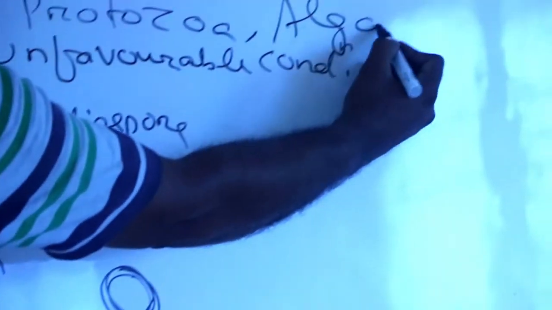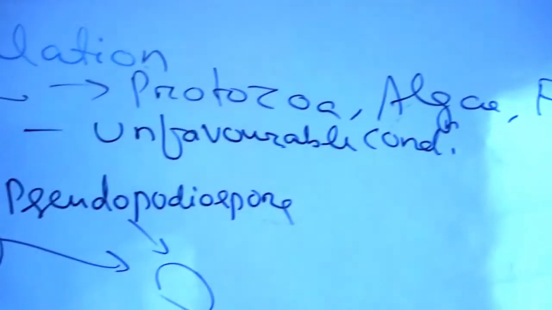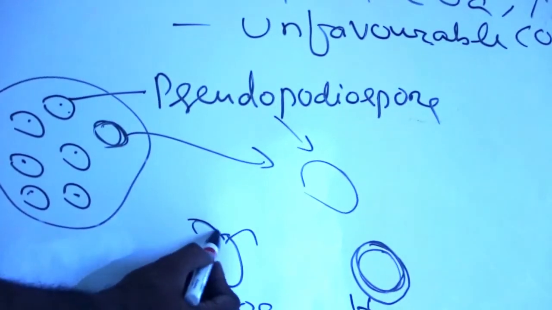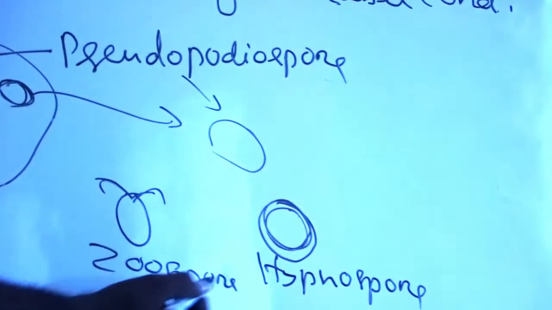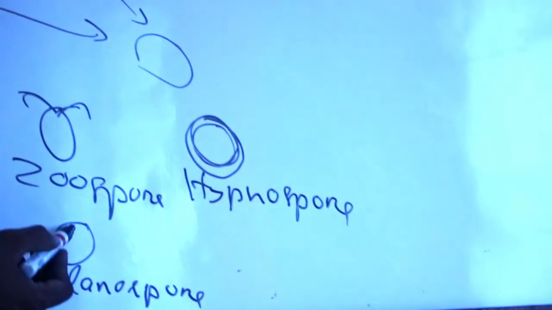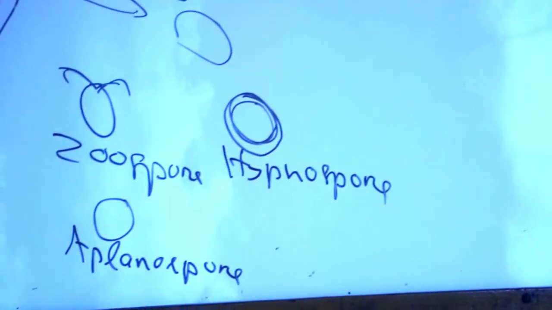Spore formation process is called sporulation. It is common in protozoa, then algae and fungi. The spore which is motile, which possesses flagella, is called zoospore. Which is thick-walled is called hypnospore. Which has no flagella is called aplanospore.